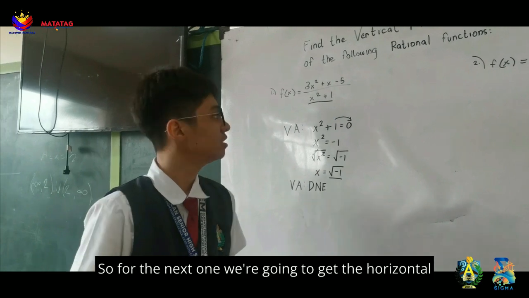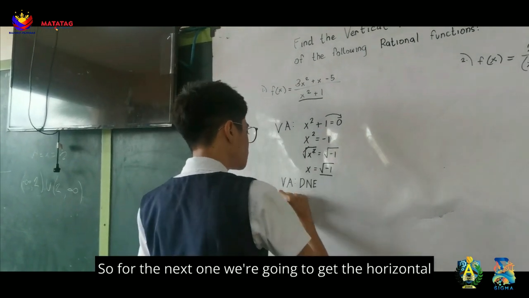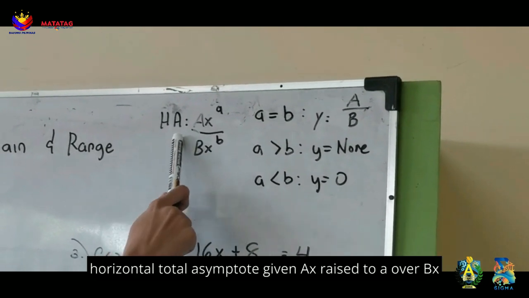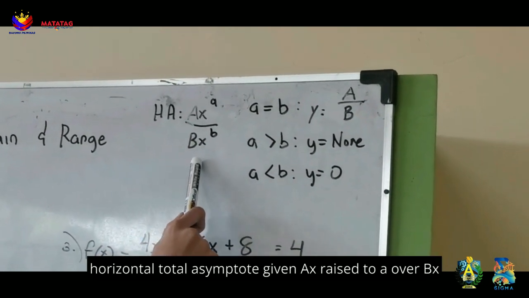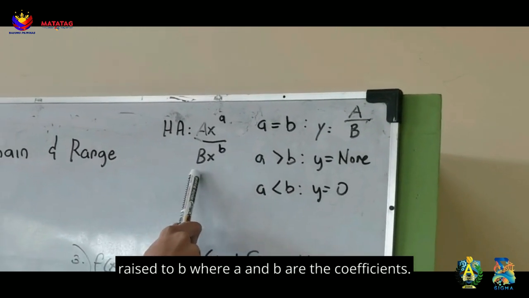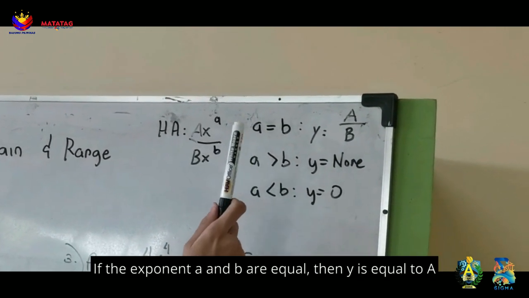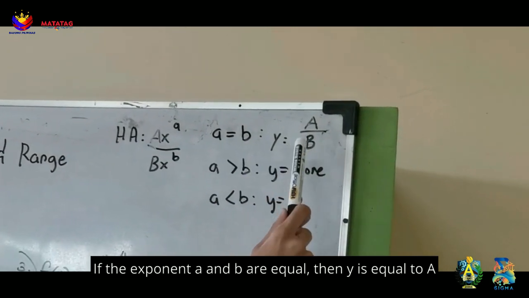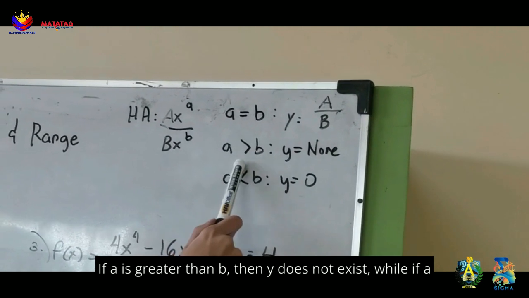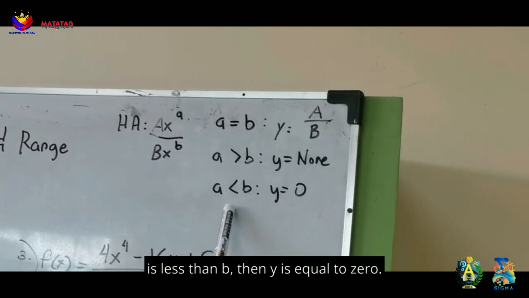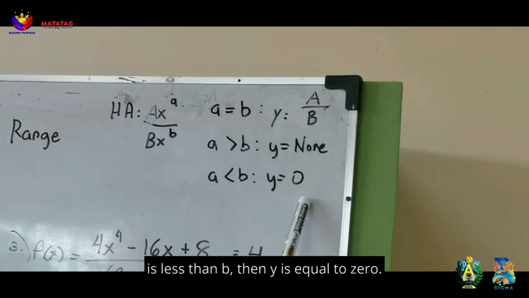For the next one, we're going to get the horizontal asymptote. By the way, here's how to find the horizontal asymptote given ax raised to a over bx raised to b, where a and b are the coefficients. If the exponents a and b are equal, then y is equal to a over b. If a is greater than b, then y does not exist. While if a is less than b, then y is equal to 0.